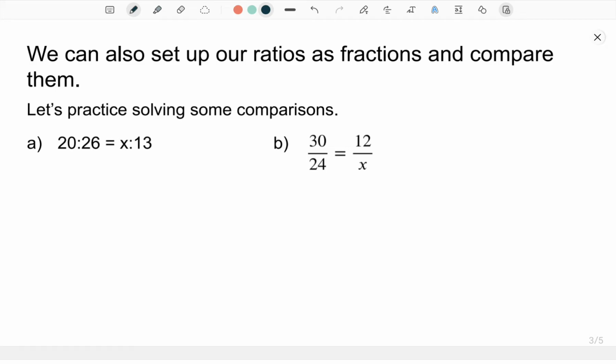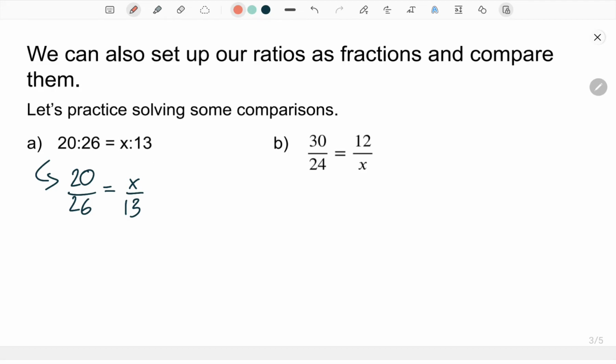Well, we can even set up ratios like a fraction. So for example, if we have a 20 to 26 ratio and we compare that to x to 13, we could also write this as 20 over 26 is equal to x over 13. So those two things are identical in terms of what it will mean for the value of x. And so now if we have it set up as two fractions equal to each other, we can just solve for our missing variable. So what is x in this case?